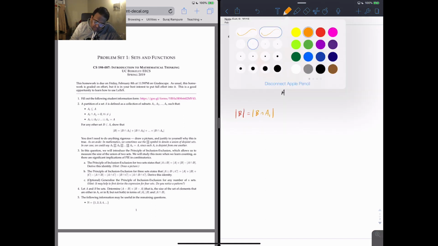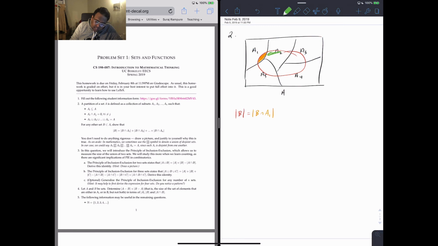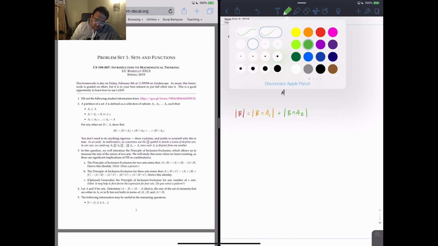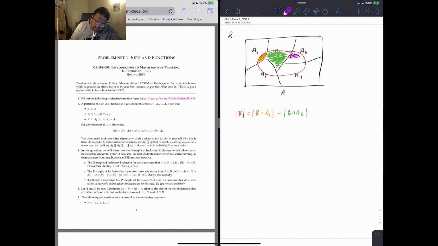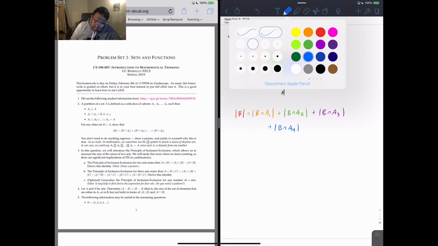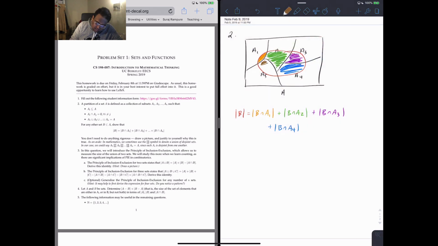Okay, plus now this region where B overlaps with A2. So we'll say plus B intersect A2. Then the region where B overlaps with A3. So plus B intersect A3. Plus this region here. Plus B intersect A4. And lastly, this region here, B intersect A5.